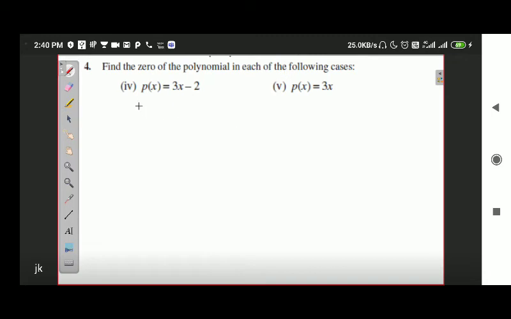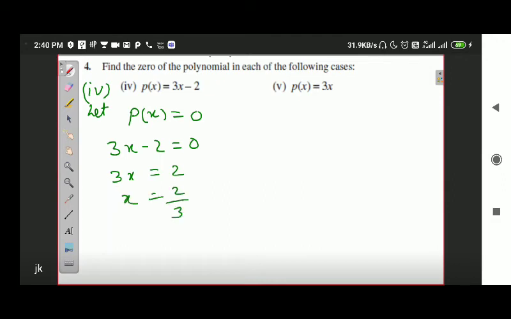Question number 4 is, find the zeros of the polynomial in each of the following cases. For each of the following cases, we have to determine the zeros of the polynomial. These types of questions are very easy. For such questions, we let p(x) equals 0. So for the fourth part, 3x minus 2 equals 0, and now we will transport each and every term away from x towards the RHS. So this will be 3x equals 2 and x equals 3 by 2. So your answer is x equals 3 by 2.